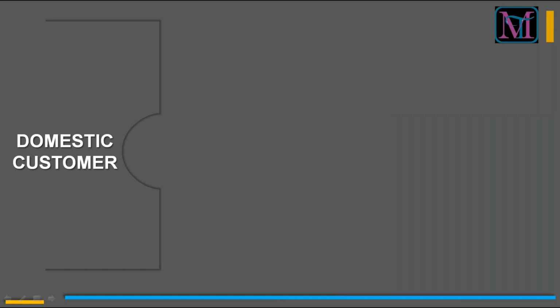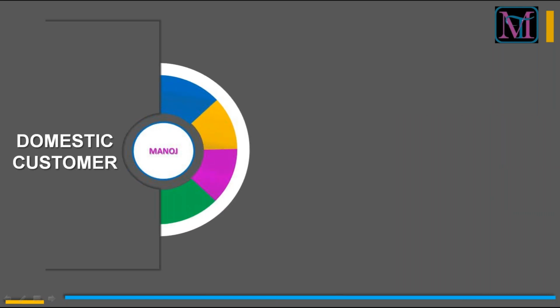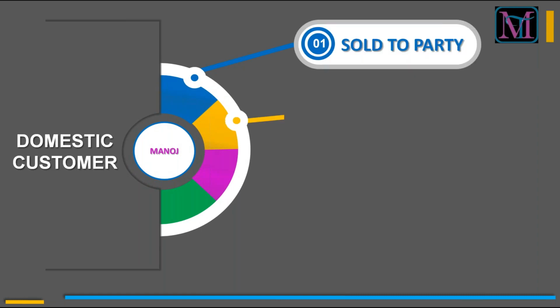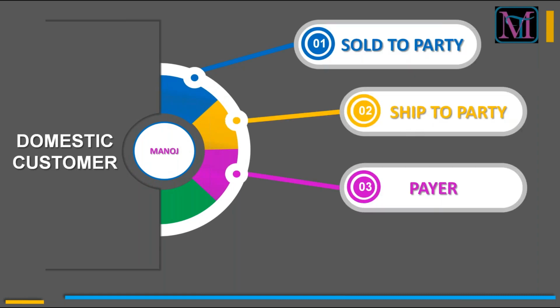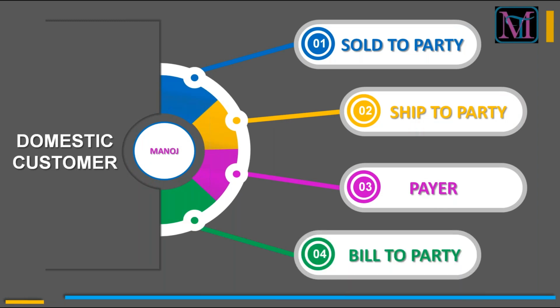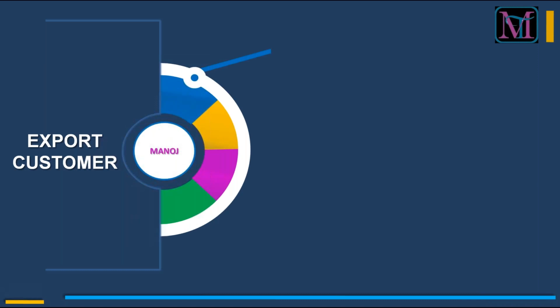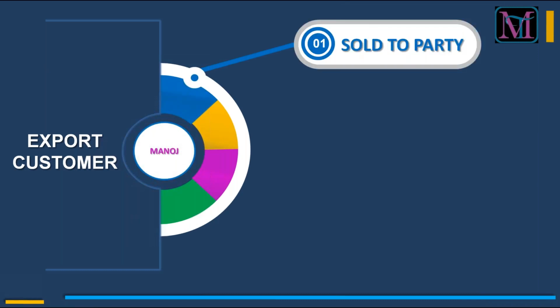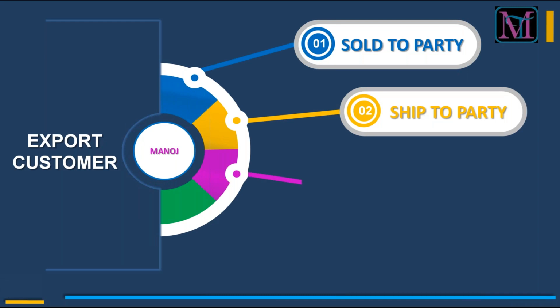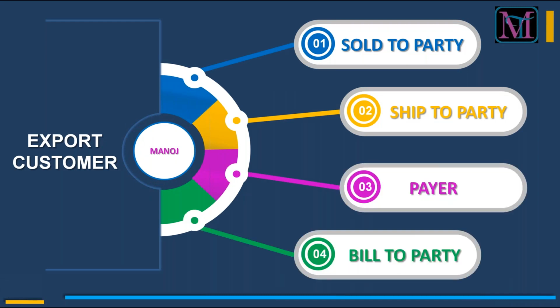So first we'll talk about domestic customers. For domestic customer, we have sold to party, shipped to party, bill to party, and payer. So for domestic customer, we have 4 different account groups. Now we'll move to export customer. Again, for export customer, we have separate account groups for sold to party, ship to party, payer, and bill to party. So for domestic customer, we have 4 account groups, and for export customer, another 4 account groups. So till now in total we have 8 account groups.